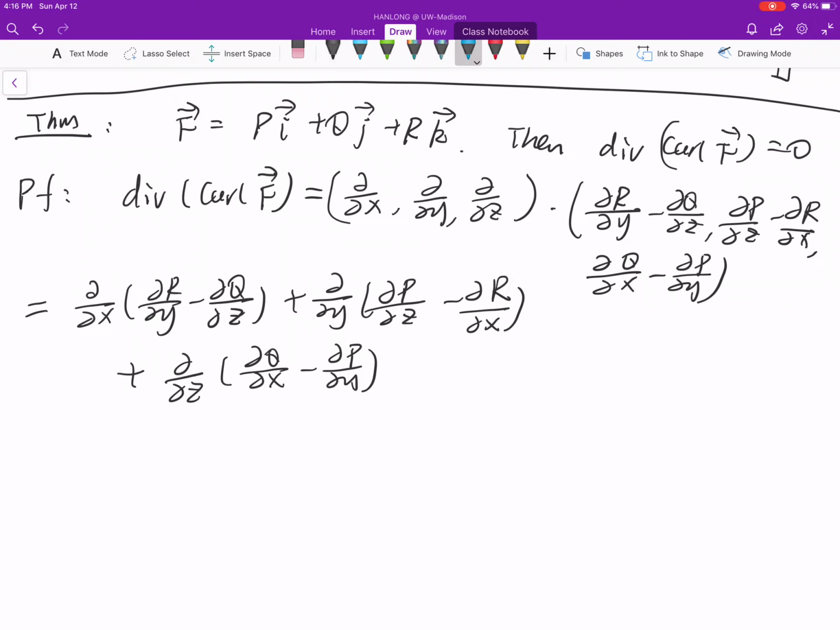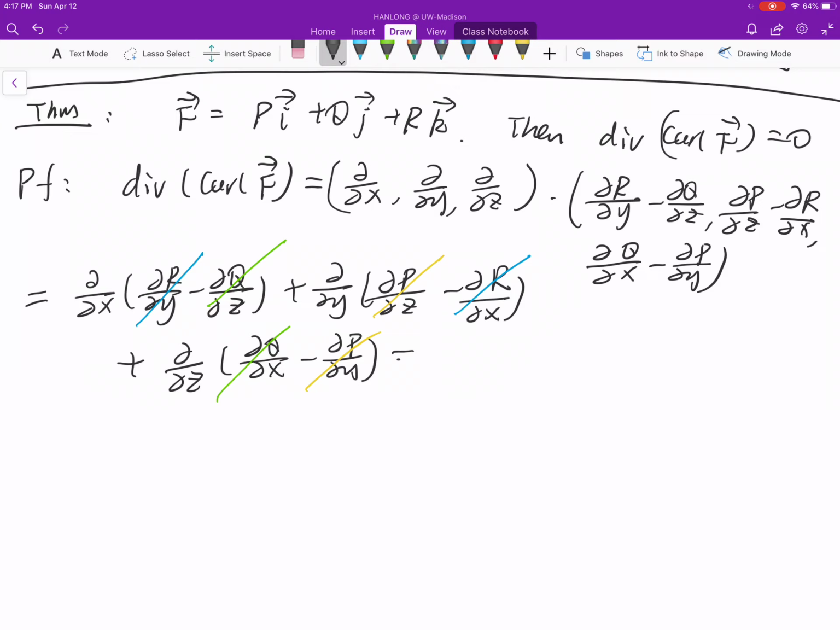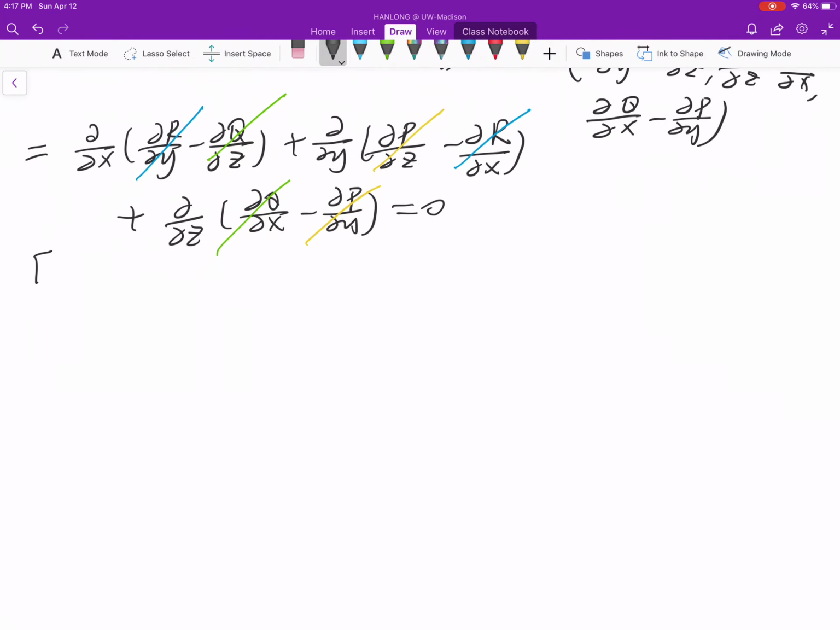Okay, then you have cancellation. This one with this one, the blue one, q. For this one with this one, and for r, you have this one for this one. So finally you have 0. Okay, if you are not satisfied with this method, then let's do some fancy stuff.